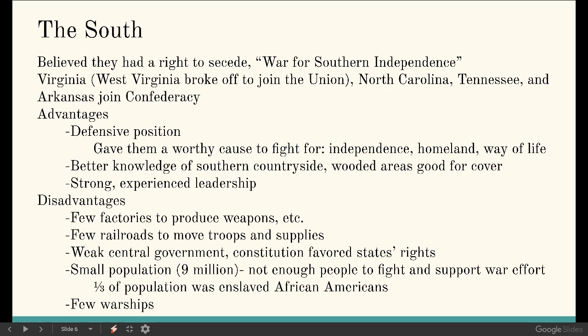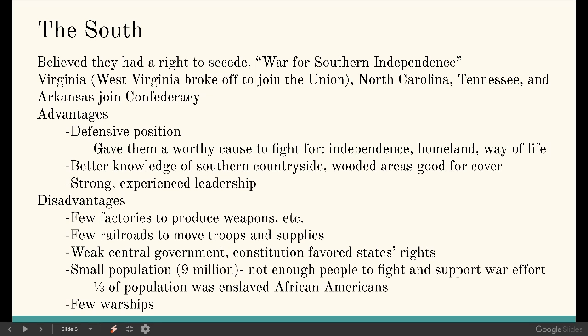Not a ton of advantages for the South. They did have a defensive position, which is going to be helpful for them. And they believed that their cause was worthy. They are fighting for independence from their perspective. They're fighting for their homelands. They're defending their lands, their homes, and they're defending their way of life. But unfortunately, of course, that way of life is built on slavery. They're defending their right to own slaves.